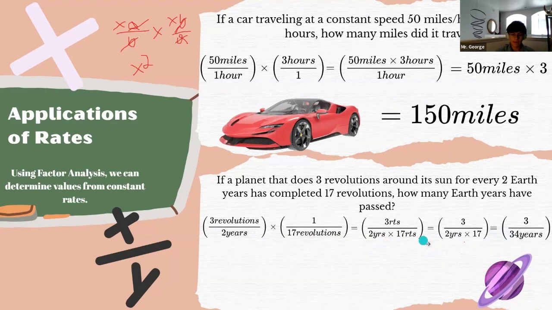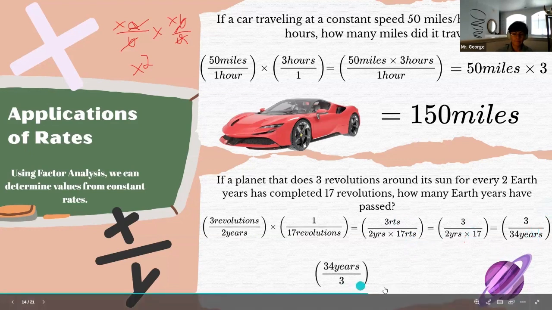So this is all going to equal 3 over 34 years, because 2 years times 17, they are both on the denominator, right? And 3 revolutions times 1, right? So the revolutions cancel out, right? So right here, we have 3 revolutions over 17 revolutions. That's just going to cancel out, right? So it's going to be 3 over 34 years.